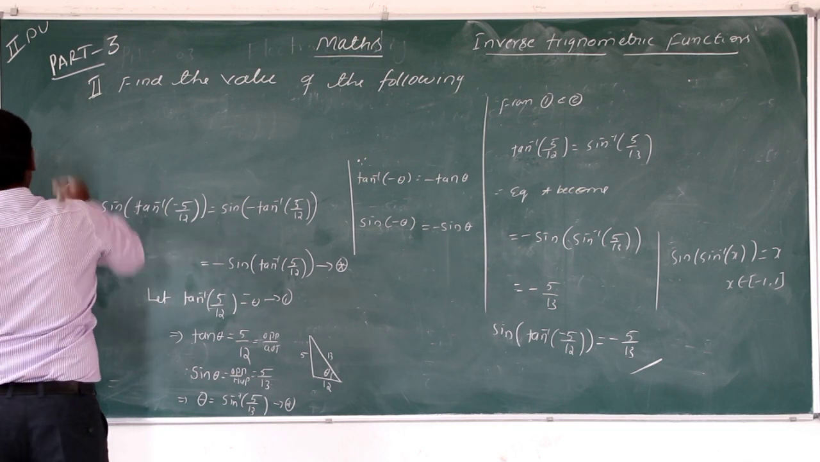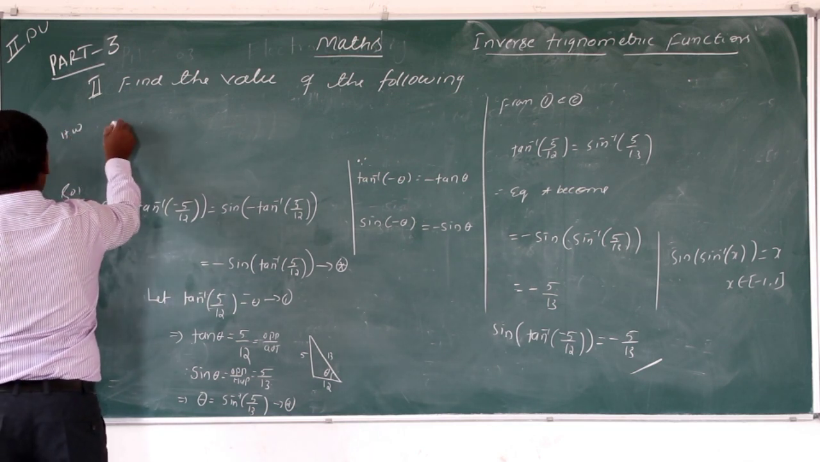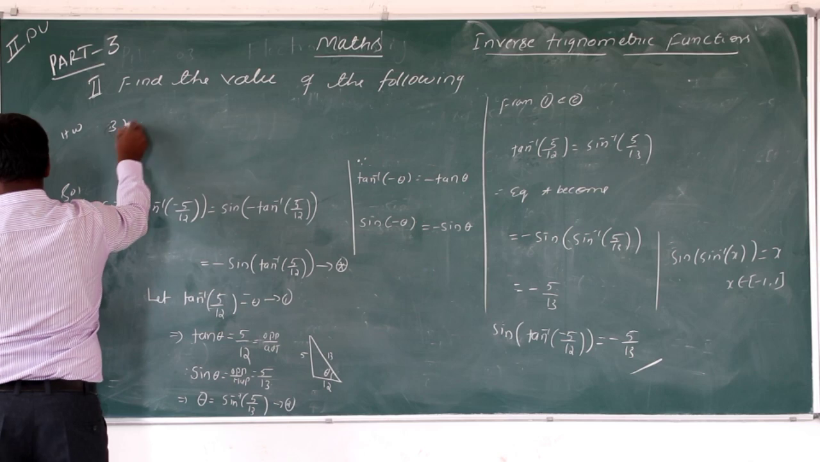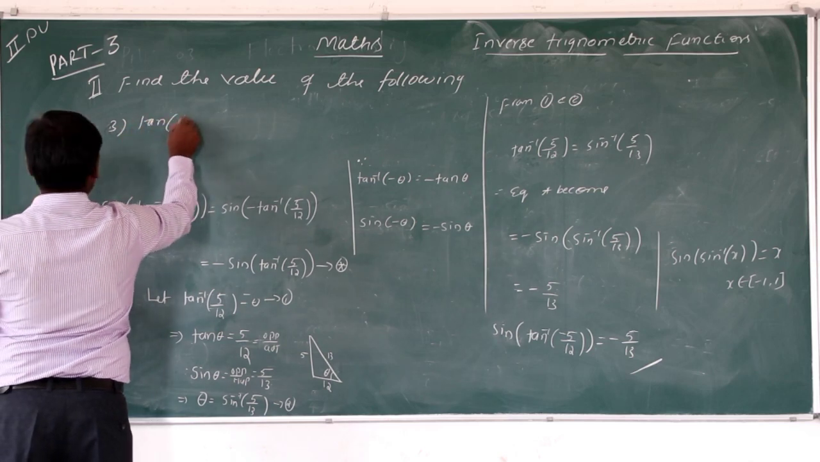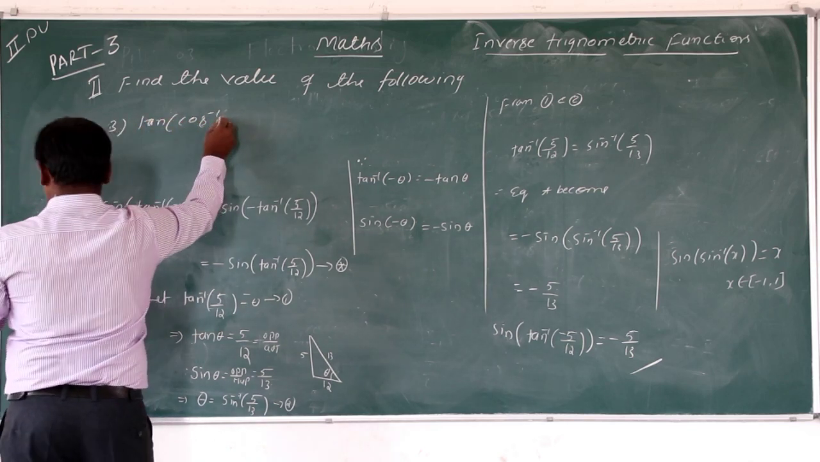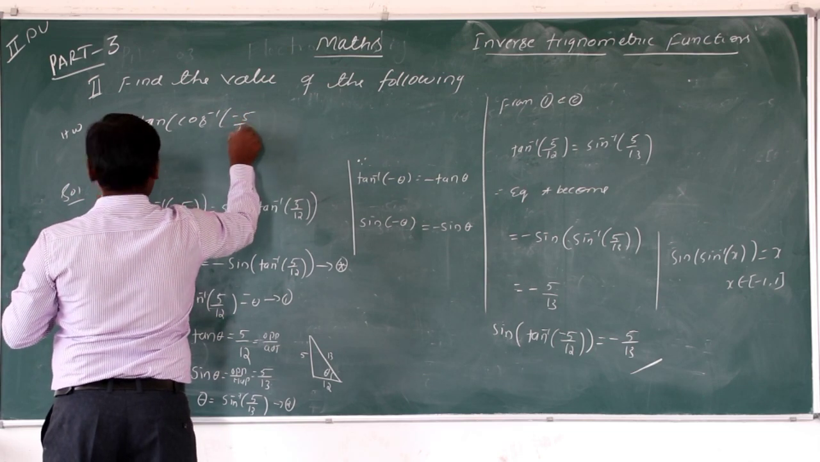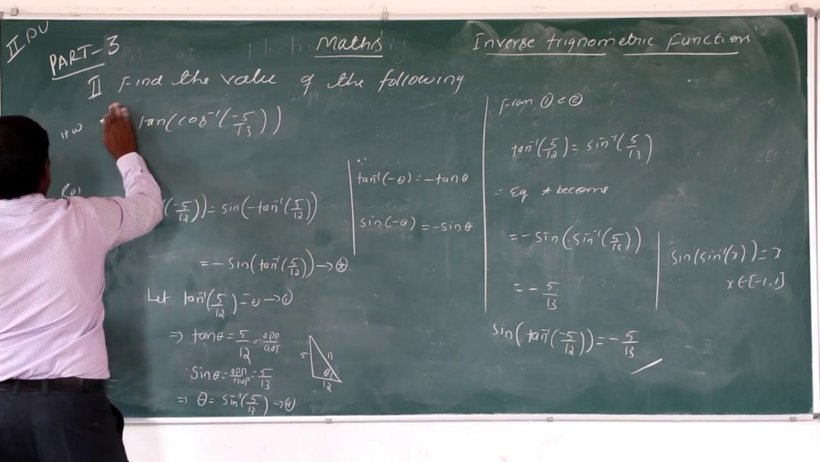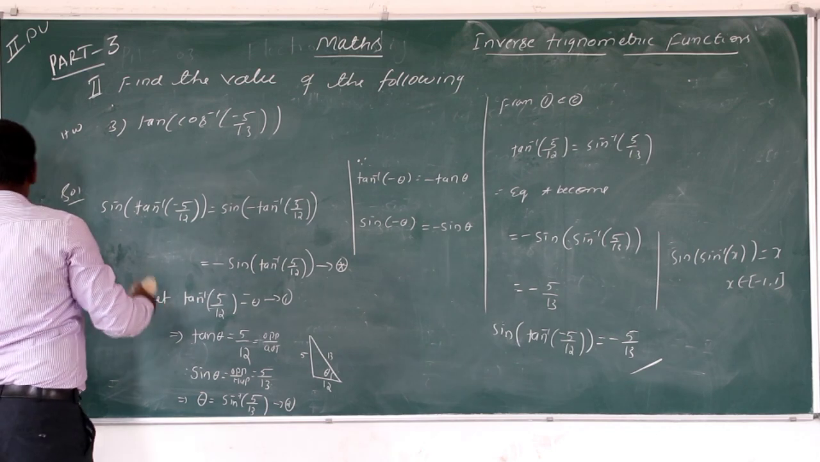So work on the third problem: tan of cos inverse of minus 5 by 13. Okay, so take it as over. You do it well. Next problem.